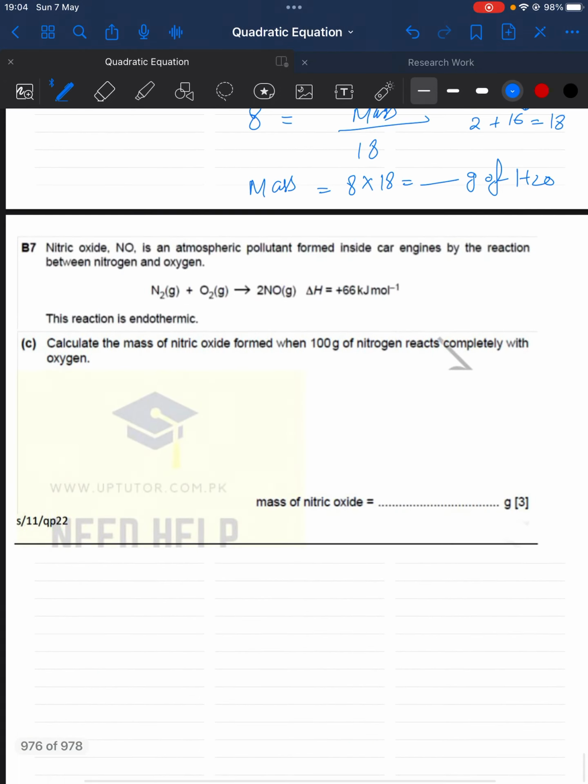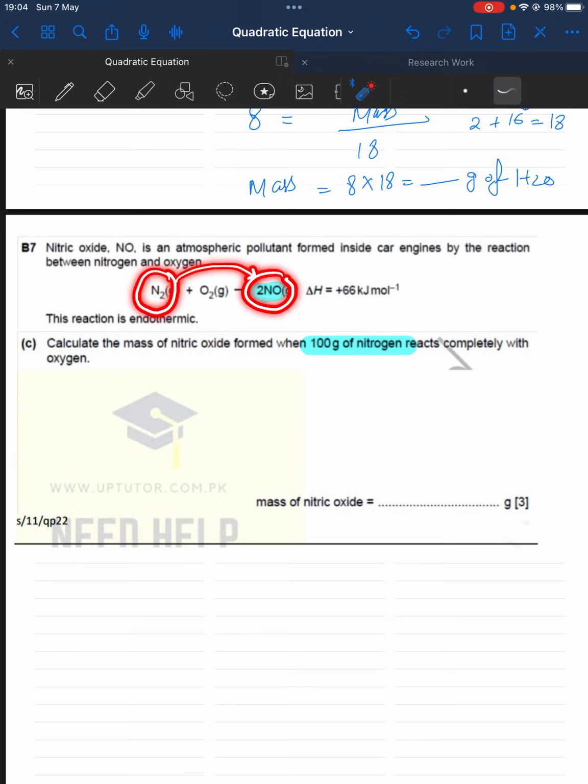So let's say we have this question: nitric oxide, NO, is an atmospheric pollutant formed inside a car engine by the reaction between nitrogen and oxygen. So this is the reaction. This reaction is endothermic. Calculate the mass of nitric oxide. So we have to find out the mass of nitric oxide, when 100 gram of nitrogen reacts completely with oxygen. We are given the mass of this, and we have to find out the mass of this compound.